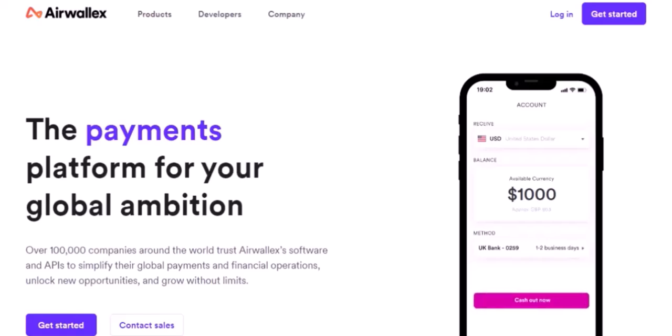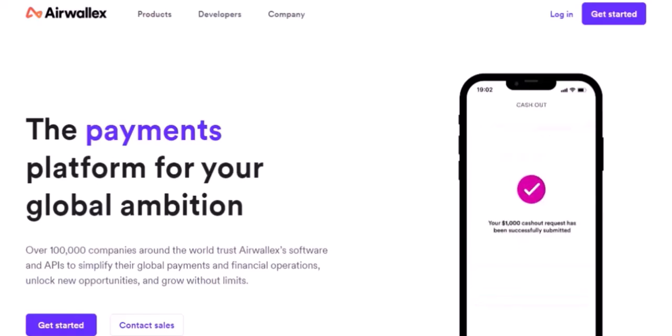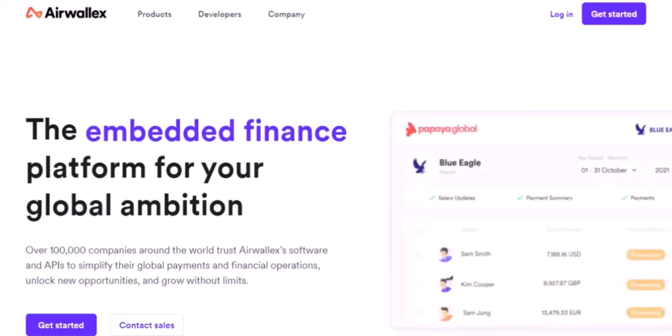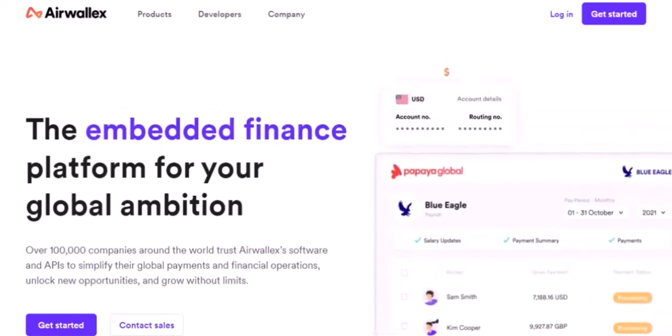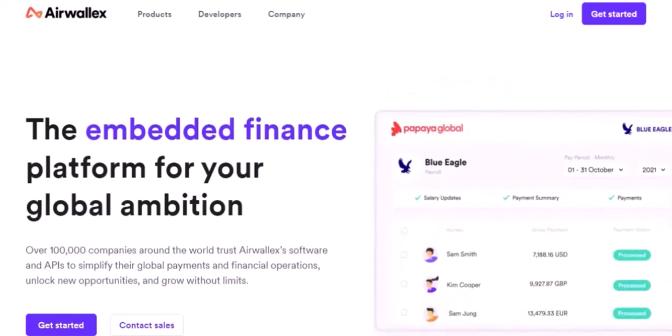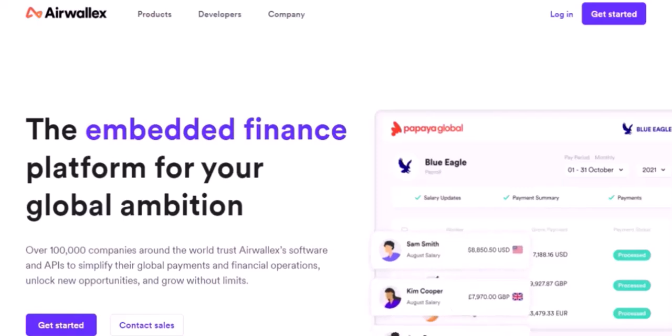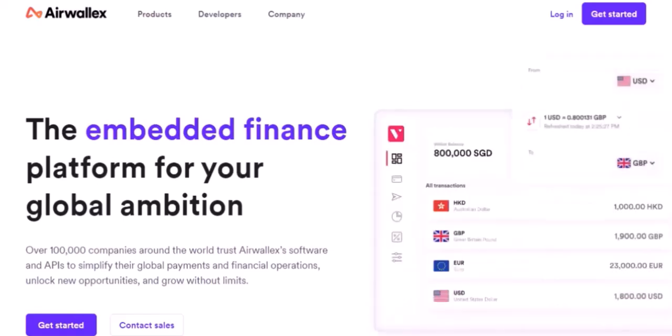Have you ever wondered how businesses with a global footprint manage their finances? It's a complex puzzle with many pieces, but one solution stands out: the global account. Today, we're diving into the world of Airwallex and their innovative global account.